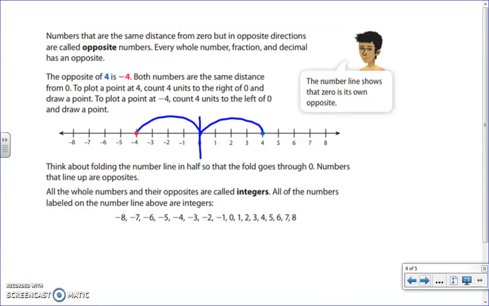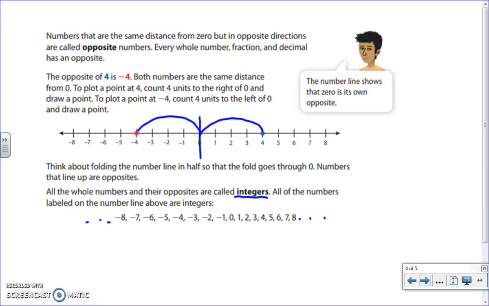All the whole numbers and their opposites are called integers. So that's what we talked about earlier. So 0, and this keeps going. If you want to put the dot, dot, dot, that does keep going in both directions forever. All the numbers labeled on the number line above are integers. You'll notice that integers don't have any decimals or fractions or anything like that involved.